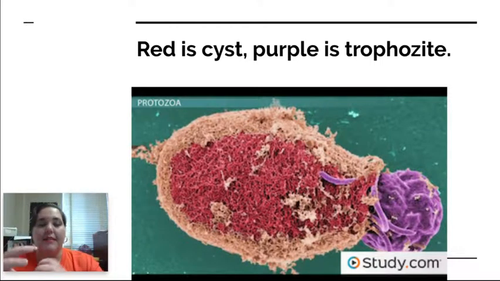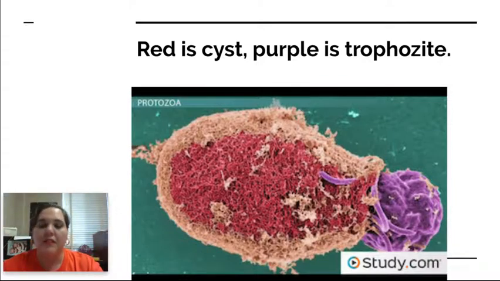So the red part is a cyst, and that's what's going to protect it from environmental stresses. Like it's going to protect it from heat, from pH changes, from salinity changes, which remember is the changing of salt in the environment that it's in. And so they can last a long time in those cysts.